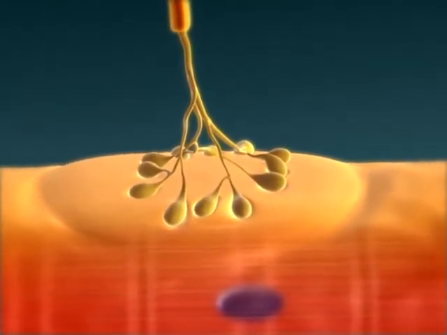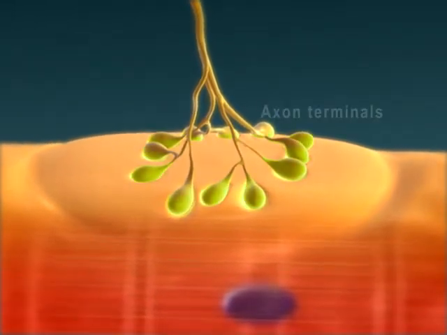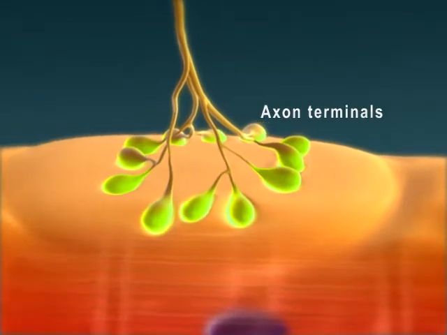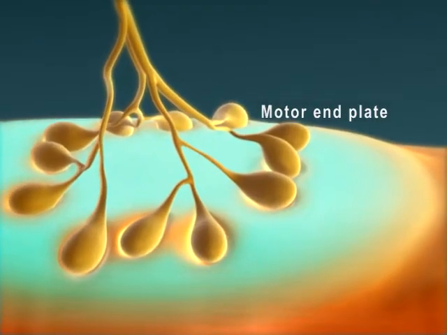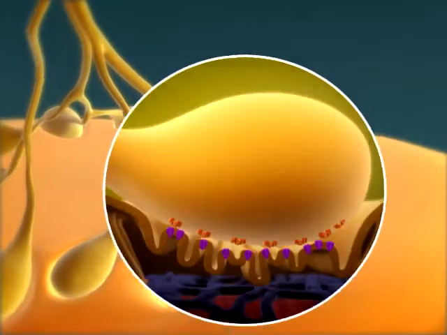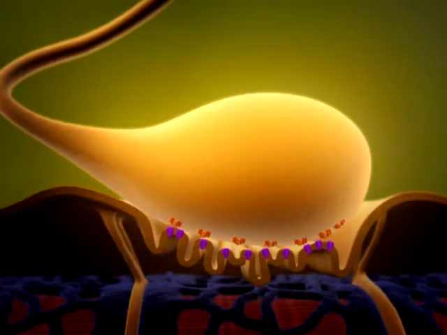This junction is a chemical synapse consisting of the points of contact between the axon terminals of a motor neuron and the motor end plate of a skeletal muscle fiber. The events at the neuromuscular junction occur in 7 coordinated steps.